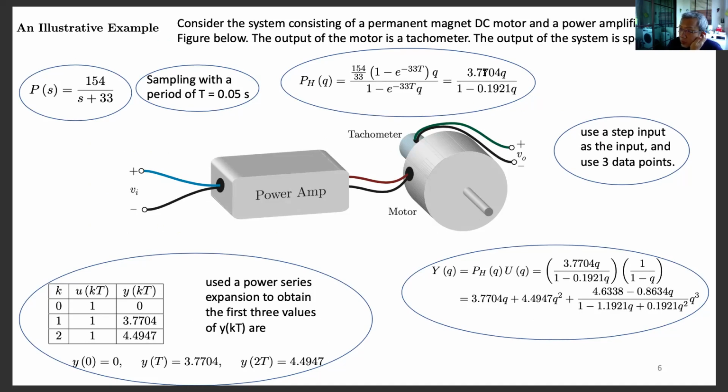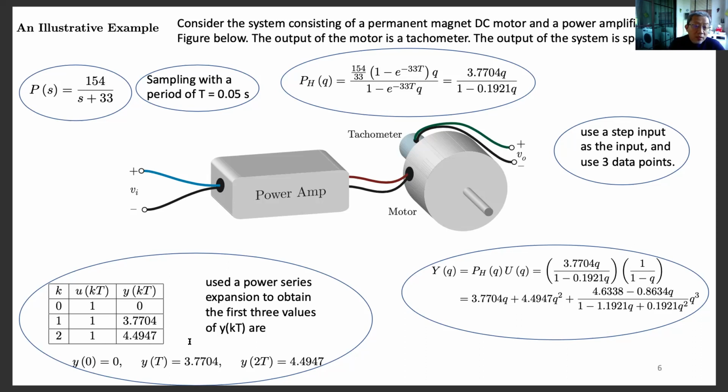The signal that we use is a step input, and this step input will be multiplied with the system in order to find the response, which is Y. In order to do that, we must have data collections like this. At sequence 0, what is the input, what is the output? At sequence 1, 1 and 3.7. At sequence 2, the input is still 1, but the output is 4.49.